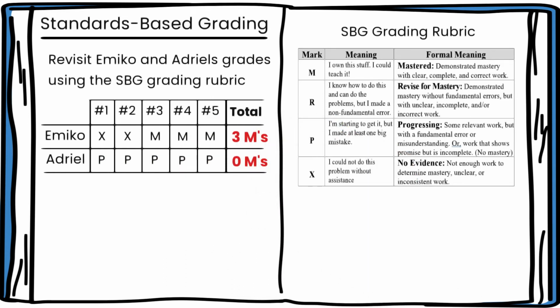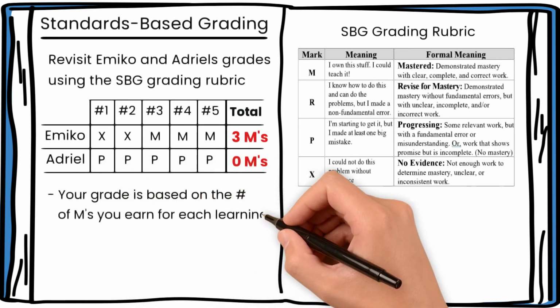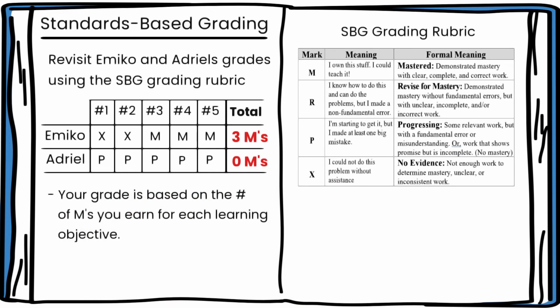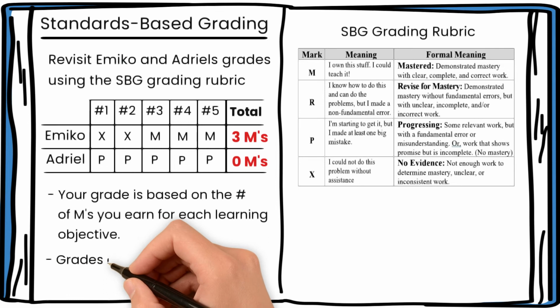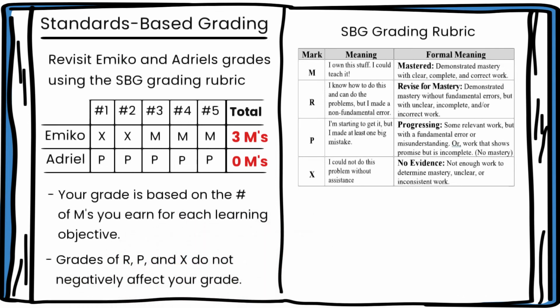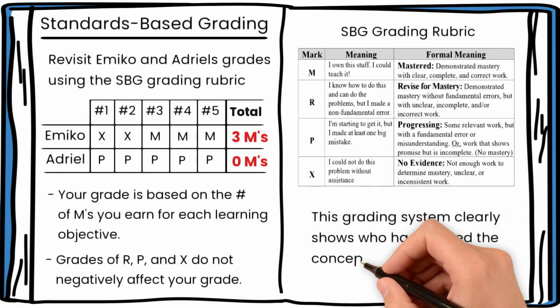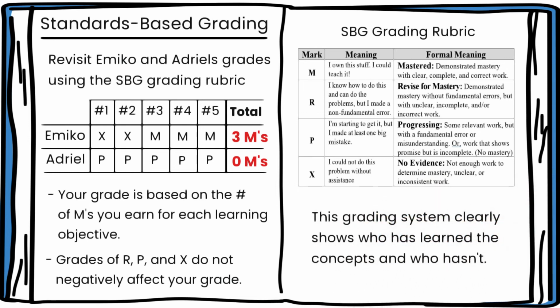In this standards-based grading system, your overall grade is based on how many M's you earn for each learning objective. As long as you eventually earn enough M's to demonstrate mastery for a learning objective, any R's, P's, or X's you earn will not count against you or hurt your grade in this class. Because we will only look for the number of M's you earn, the final grade will better show your eventual learning in the class.